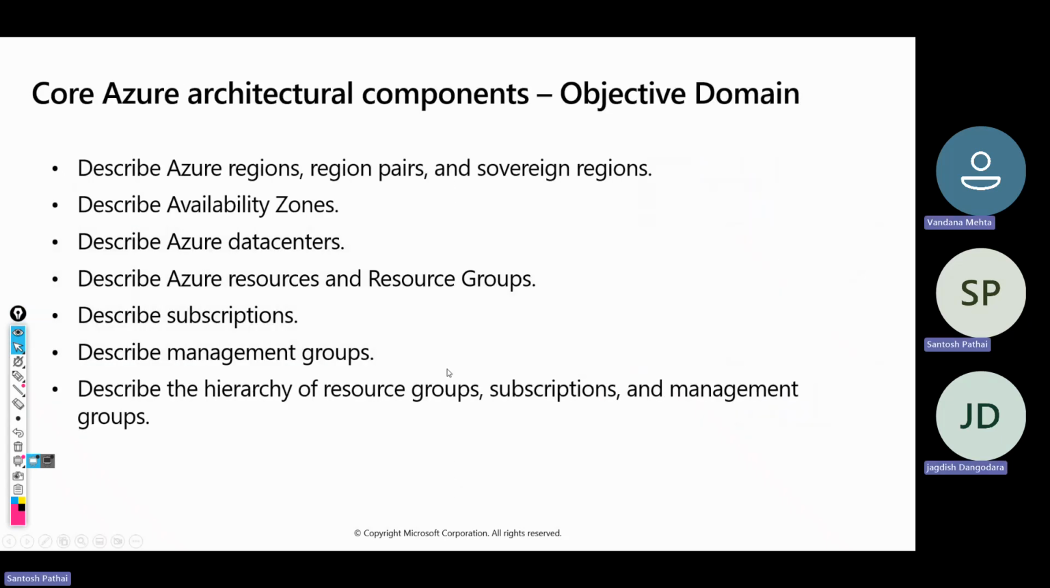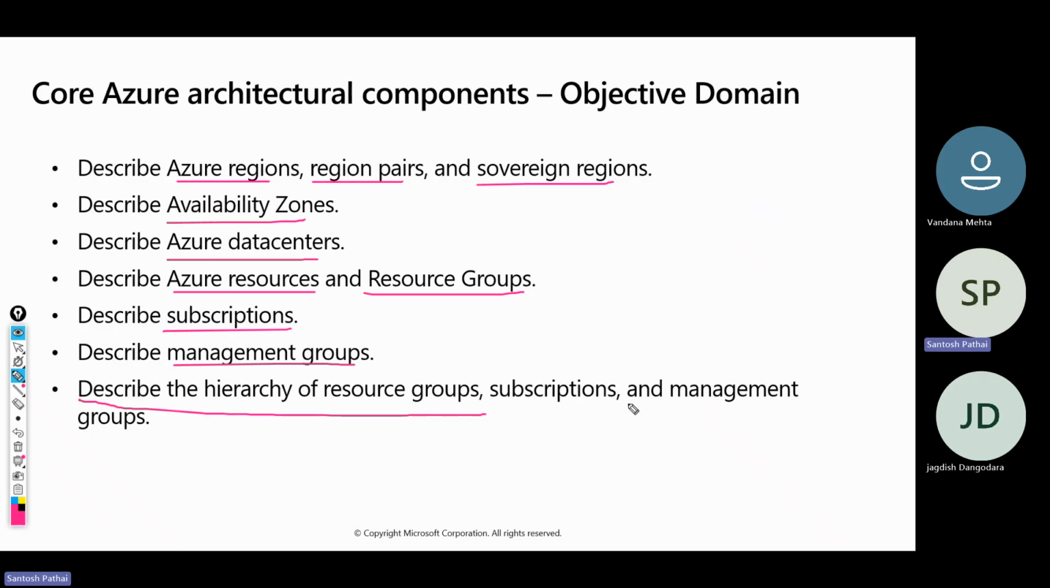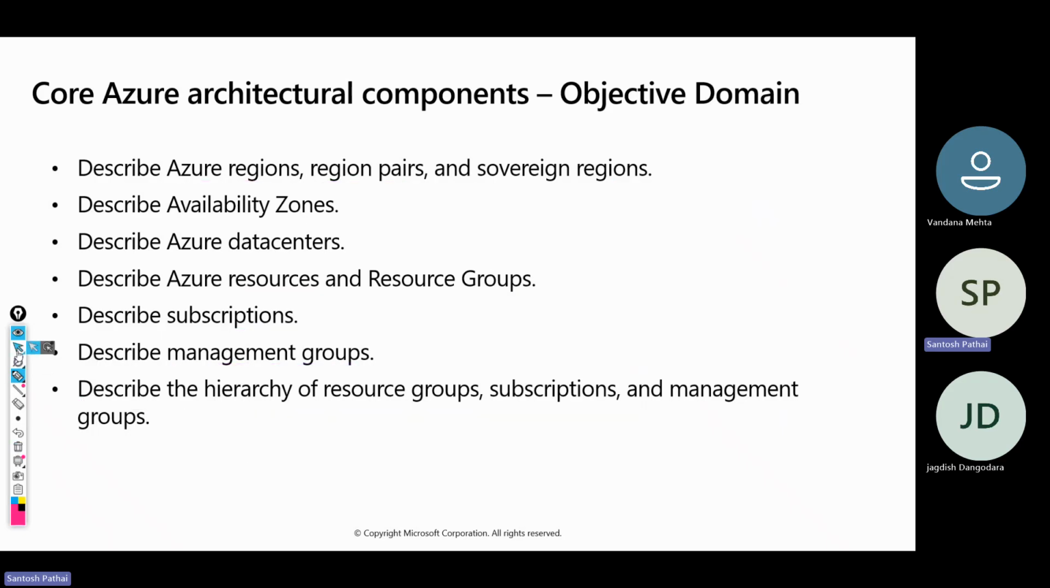Now, when we talk about the components of Azure architecture, we have Azure regions, region pairs, sovereign regions, availability zones, Azure data centers, Azure resources, resource groups, subscriptions, management groups. And we are going to understand the hierarchy of the resource group, how they are structured.